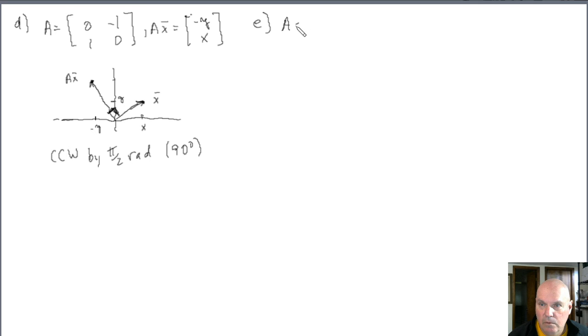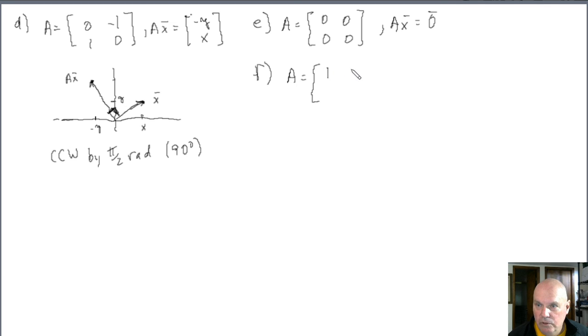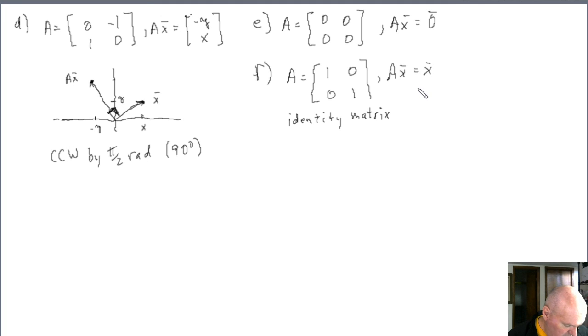Another one, if A is equal to all zeros, then AX quite simply is the zero vector. That's called the zero transformation. If A is equal to a matrix that has all ones along the diagonal and zero everywhere else, this is known as an identity matrix, and it will pop up quite frequently in the work to come. Then AX is equal to X. There's no change in the point at all.